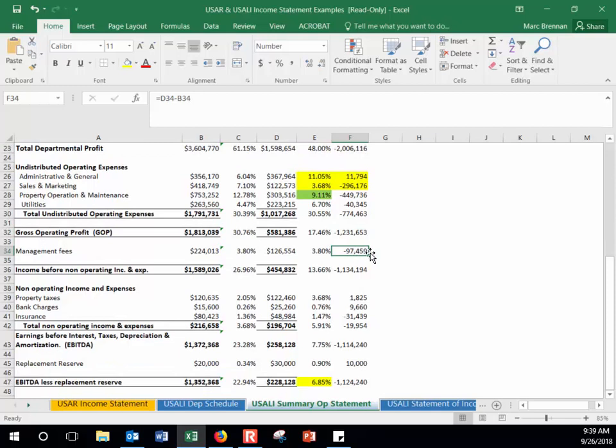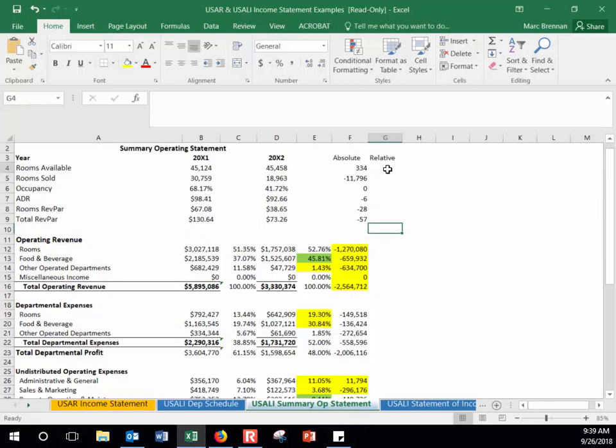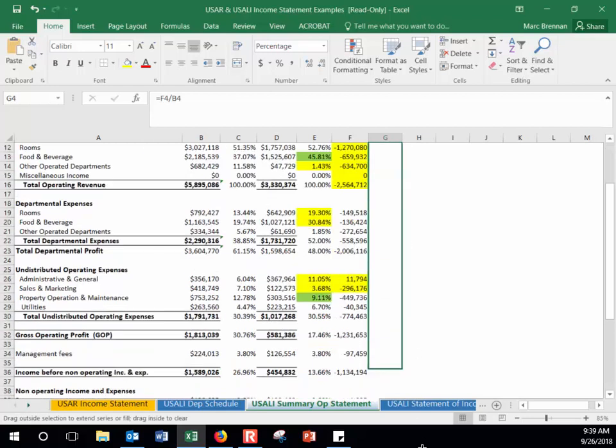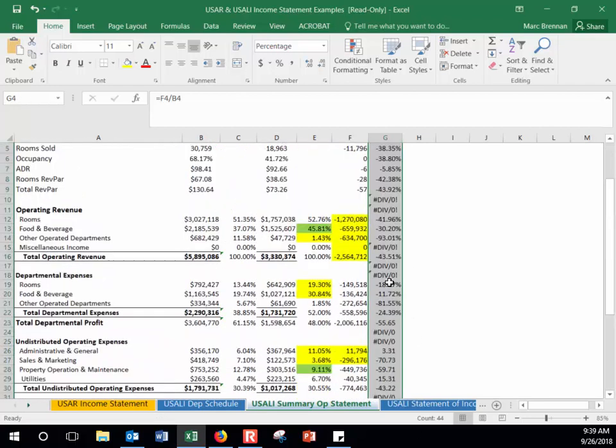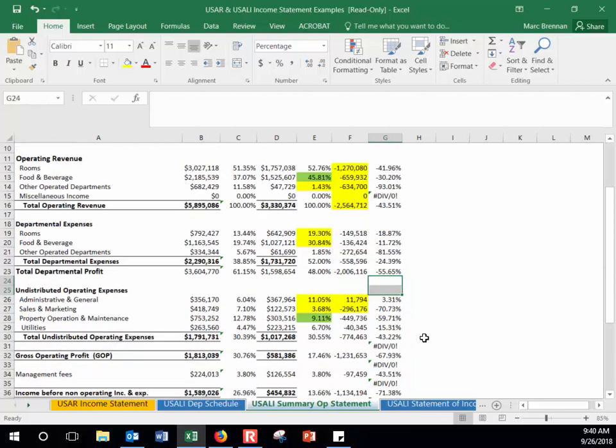Management fees, you can look and go, oh, we controlled that cost, but it's a percentage of total revenue. So this only went down because total revenue went down. And same thing here, we can't really control these. So let's look at our relative change. Our relative change would be our absolute change divided by the previous year in this case. And then we want this to be a percentage. We would just use our fill function. Let's get rid of anything where there's no information on that line to make it look a bit cleaner.